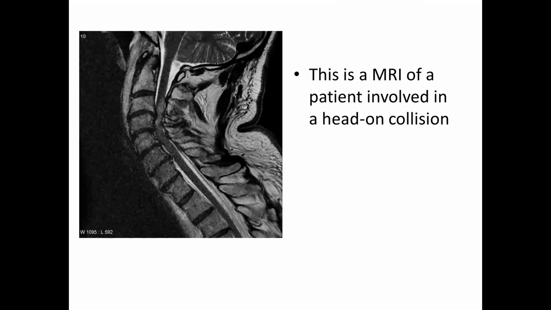Okay, so I want to show you this and end the lecture. So this is basically an MRI of a patient who was involved in a head-on collision, right? So this is the brain here, and you can see the spinal cord here. This is the neck, right? So the neck has been forcefully extended, thrown back, right? So because of this forceful extension, the vertebral column has fractured, the cervical spine has fractured, causing impingement on the spinal cord, right?